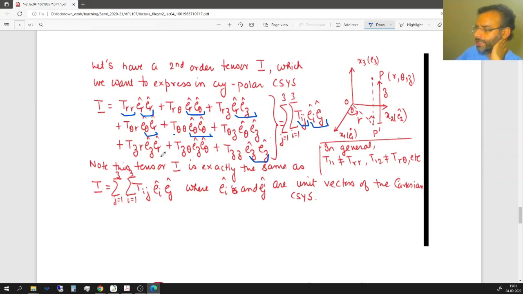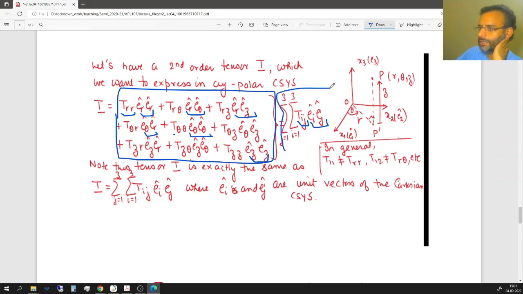Again, the tensor itself is invariant. So this sum of 9 terms here is the same as the sum of 9 terms when you are using the Cartesian coordinate system as your working coordinate system. And again, in general, these components here are not the same as the components there. Of course, there will be some relationships between the components here and the components in the Cartesian coordinate system, but they will not be the same.